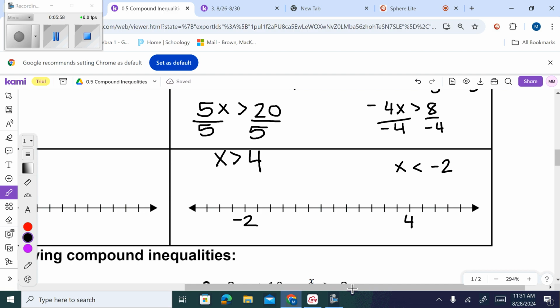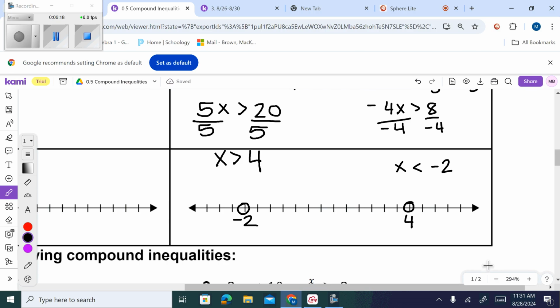It does not matter how far you space them out or how close you put them together. Alright, so when I go to negative 2, should that be an open circle or a closed circle? Open. What about 4? Open, because neither one of them had a line, correct?